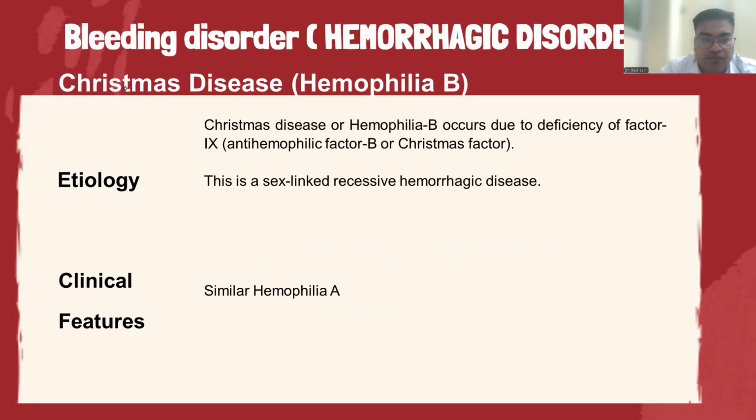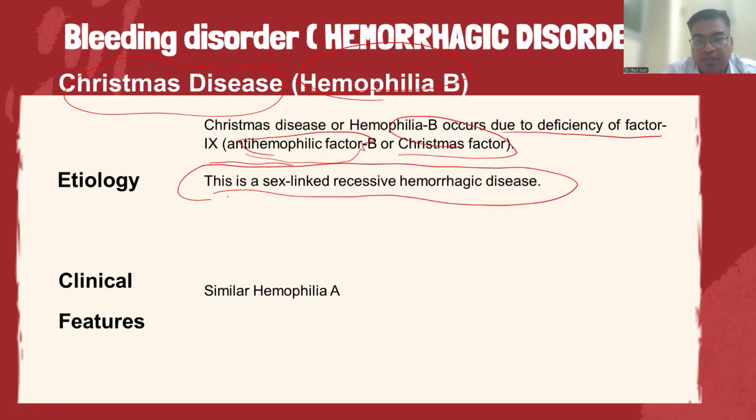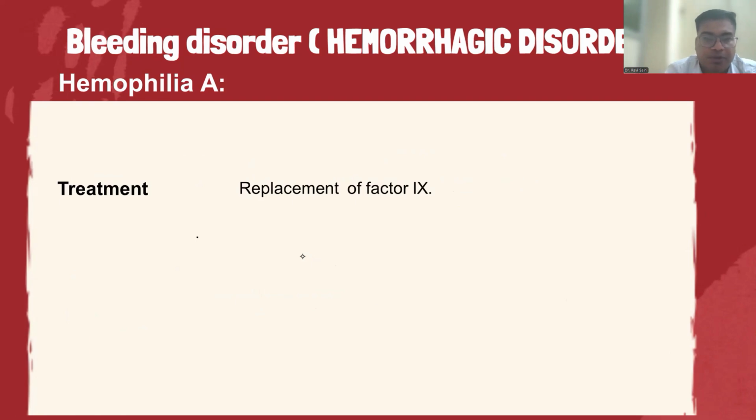Now come to the second, hemophilia B, also known as Christmas disease. Hemophilia B occurs due to deficiency of factor 9, which is also known as anti-hemophilic factor B or the Christmas factor. Etiology, same as hemophilia A: it is a sex-linked recessive hemorrhagic disease. Clinical features are similar to hemophilia A. The treatment.